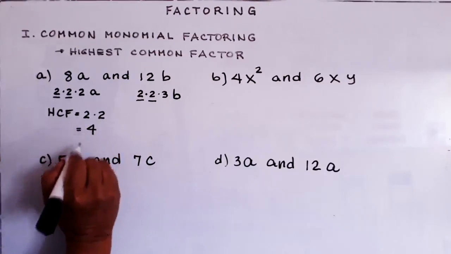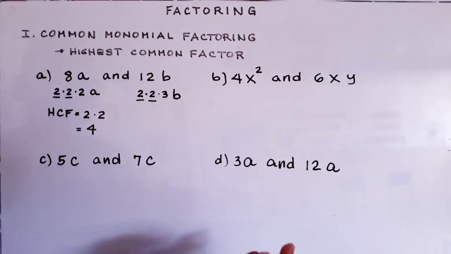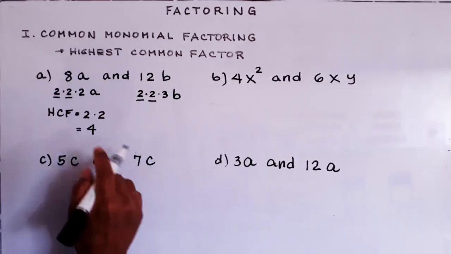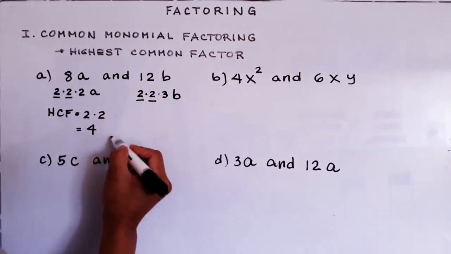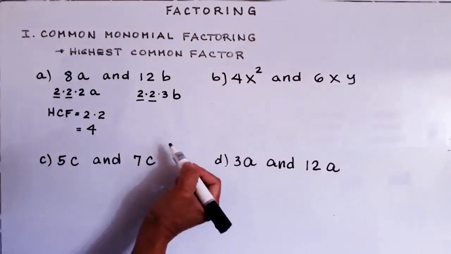4. This 4 is the number that we are going to extract from our expression if we are going to factor it, and then open parentheses and close parentheses here.